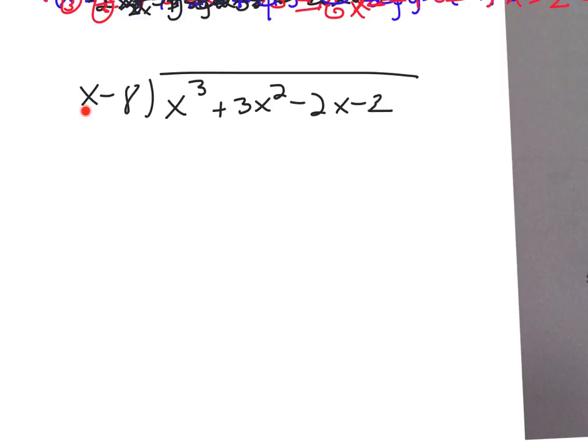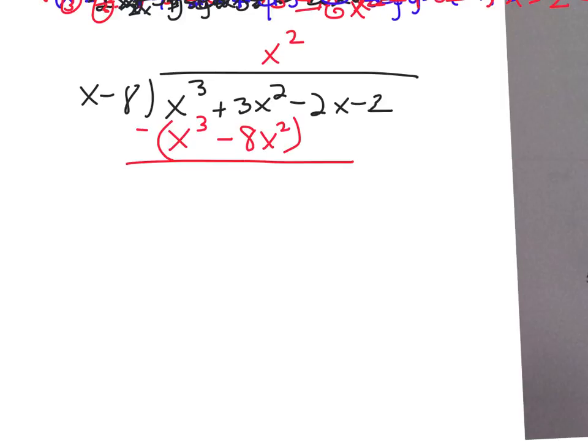All right, so I say x times what gives me x to the third? That's x squared. Multiply down. We get negative 8x squared and positive x to the third. Now I subtract. Make sure you put parentheses around. Make sure you subtract. X to the third minus x to the third is 0. 3x squared minus negative 8x squared. So that's a minus minus, which actually becomes plus. So that's 8 plus 3 is 11x squared. Now bring down the next number, minus 2x.